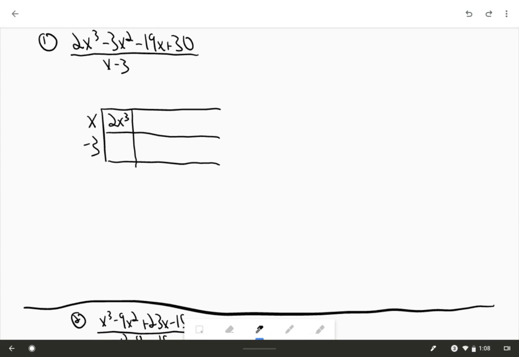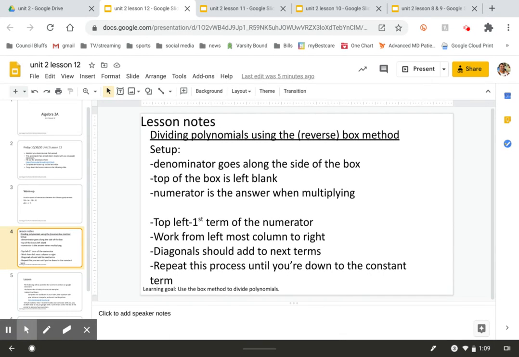All right. Well, we of course know that it's going to be x times 2x squared. Right? Is x times 2x squared equal to 2x cubed? And the answer is yes. So that is how we're going to do this. We're going to work from left to right, the leftmost column to the rightmost column. The diagonals should add to the next term. We're going to repeat this process until you're down to the constant term.